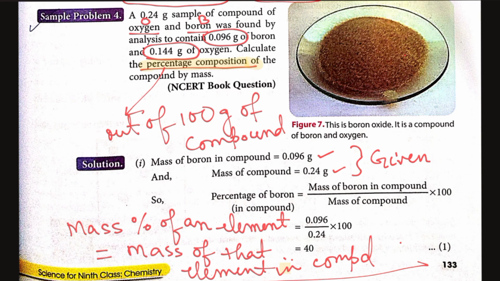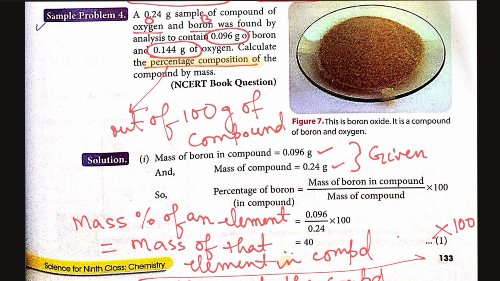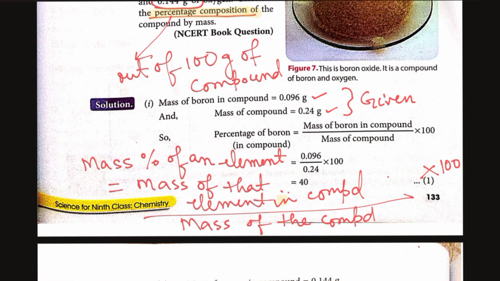That means the total mass of the compound into 100. Always remember this formula: if you are finding the mass percent of an element, you are always doing mass of the element in the compound divided by mass of the compound into 100. So here, mass of the element means mass of boron, because you are finding the percentage of boron in the compound. So the mass is given, 0.096, divided by the mass of the compound, which is given, into 100. When you solve this, you will get 40.